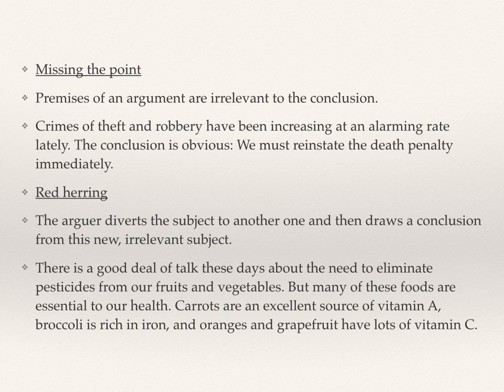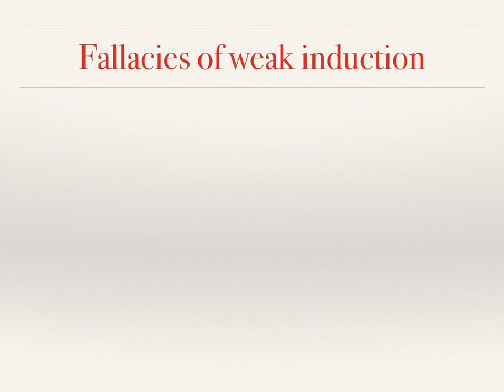vitamin C. Now, all those facts may be true, but that's irrelevant to the argument about eliminating pesticides from fruits and vegetables. What one would need to do would be to look at the content of the pesticides issue and its relationship to agriculture and so on and so forth. What's being done here is diverting the subject from pesticides to the health value of fruits and vegetables. So it's changed the subject. That's why it's called a red herring argument.